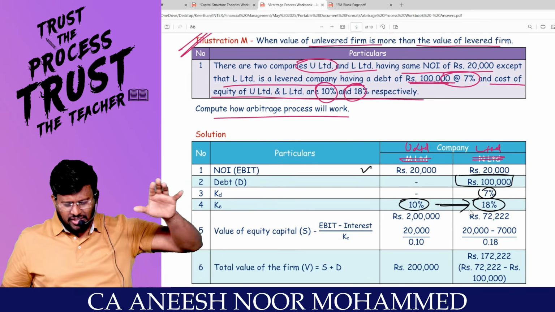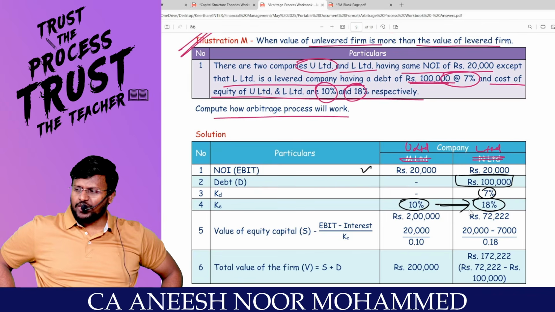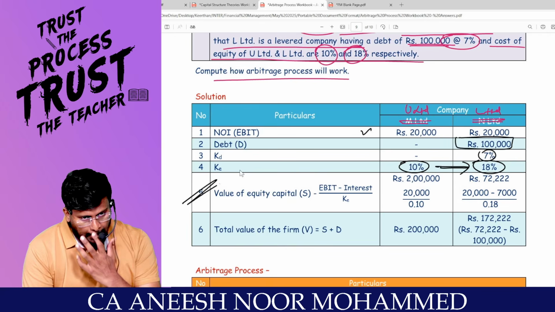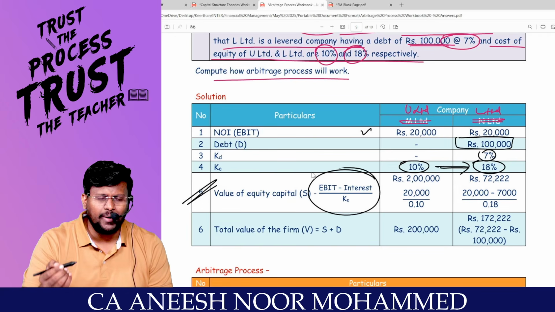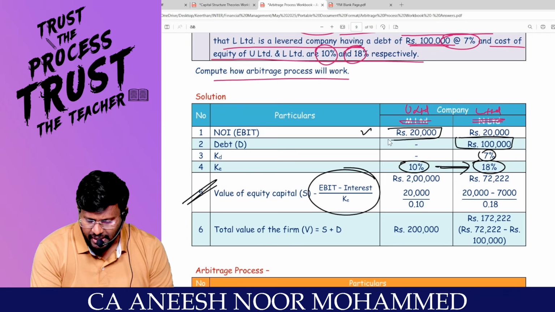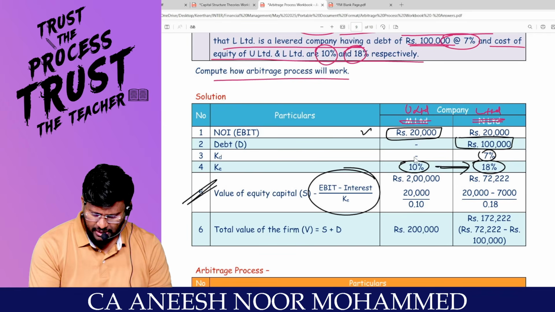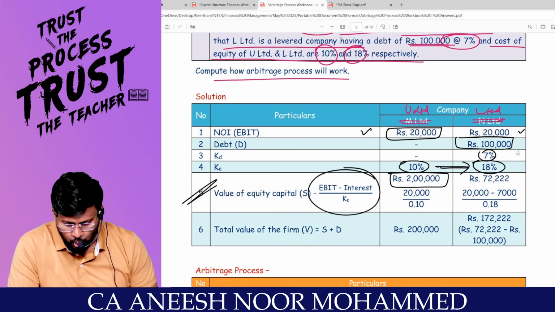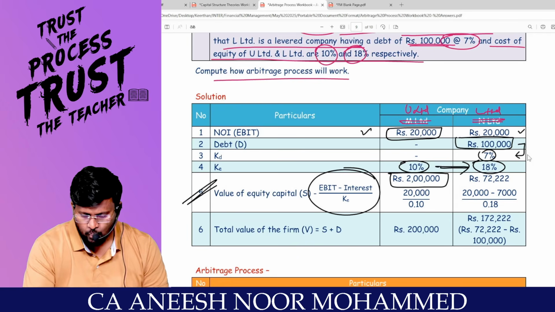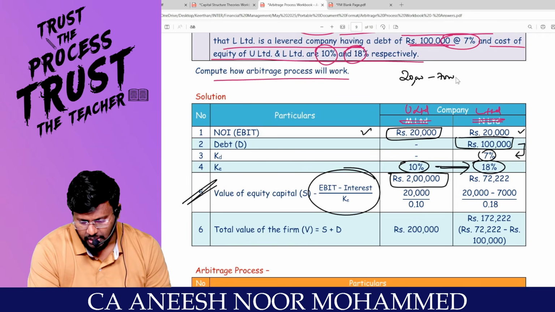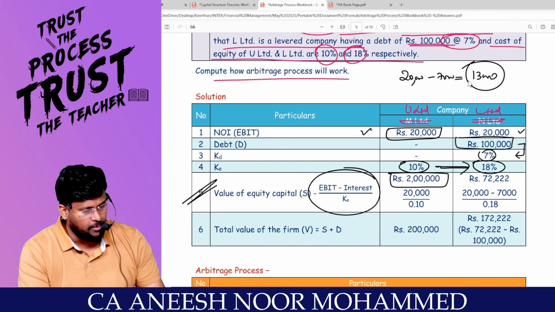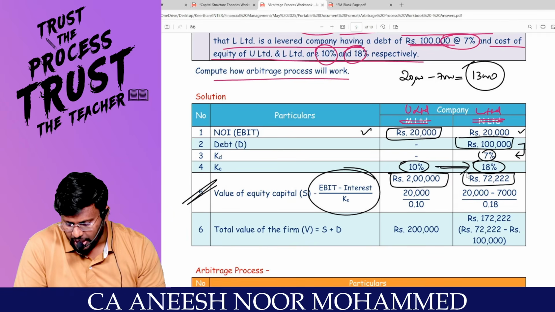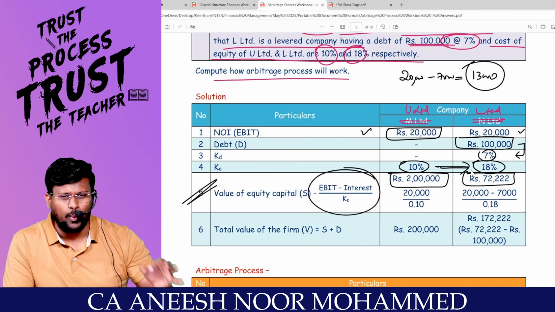Because in a levered firm, debt is there, they will be expecting more return. That's why it is 18%. Value of equity share is earnings available to the equity shareholders divided by KE. Here EBIT is the earnings available to equity shareholders: 20,000 divided by 10%. For the levered firm, out of 20,000, debt of 1 lakh into 7%, 7,000 has to be given as interest. 20,000 minus 7,000 gives earnings available of 13,000, divided by 18% comes to 72,222, the value of equity.